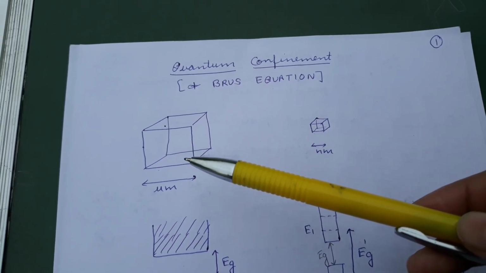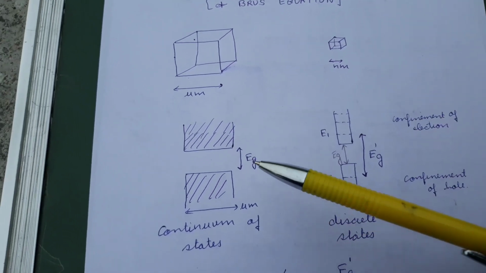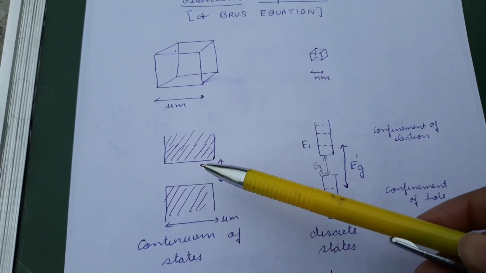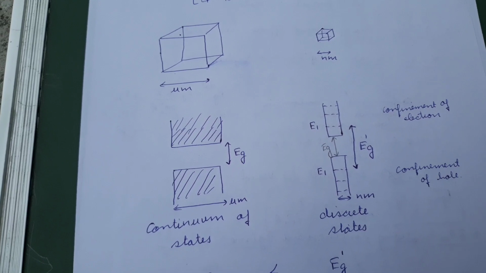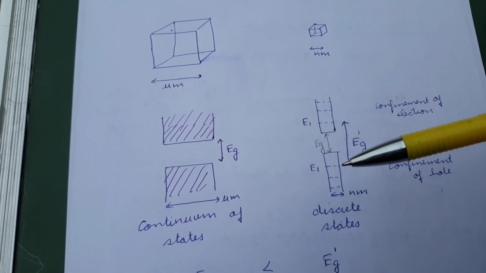So when the size of a material reaches the nanometer range, then because of quantum confinement, the energy band structure will change, and this we have discussed in the class. This is based upon the particle in a box model.